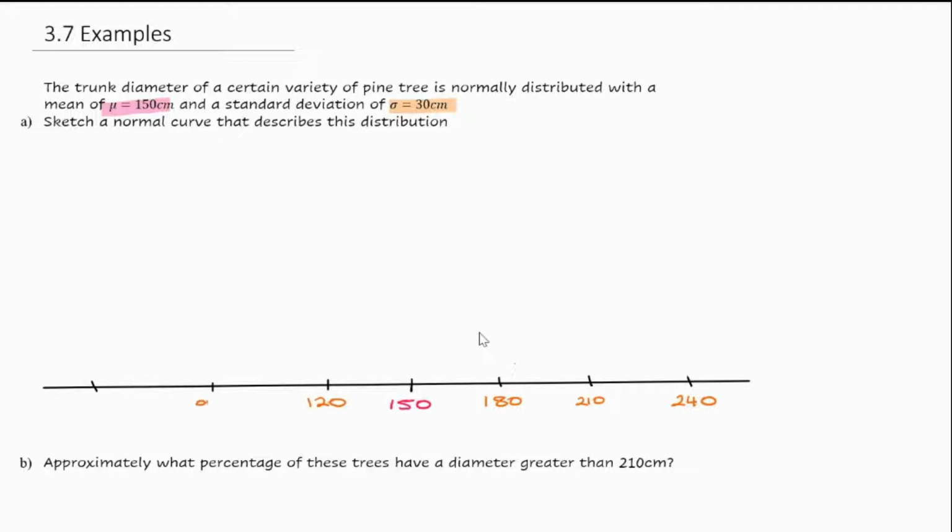Then going back the other way, we've got 150 minus 30, which will give me 120. Minus a further 30 gives me 90. And then finally, I've got 60.